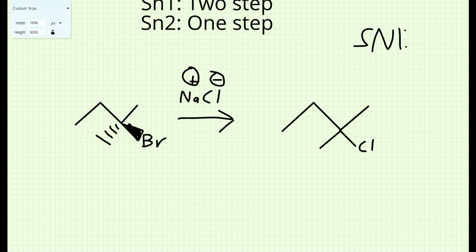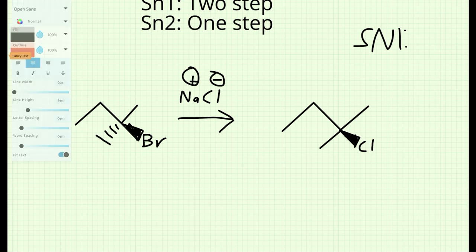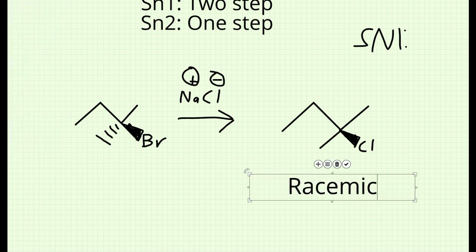Would this be a wedge? Would this be a dash? Interestingly, this would actually be both. And you might be confused, saying, well, how is it going to be both? There's something called a racemic mixture. Let's write that down, because that's a pretty big thing to know.